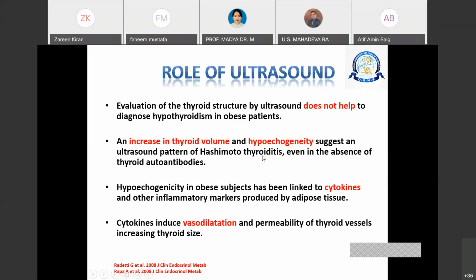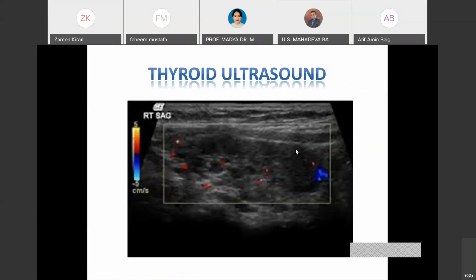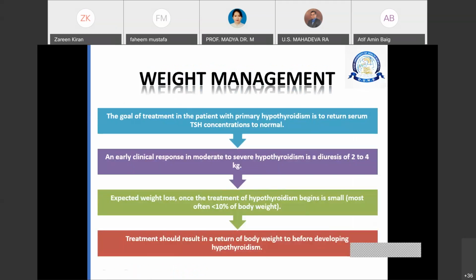Why does this happen? Because in obese subjects, we all know adipocytes are making more cytokines and inflammatory markers. These are leading to vasodilatation and increased permeability through thyroid vessels, and thus the thyroid size is increased. This is the ultrasound feature of a thyroid gland where the blood flow is increased, and it's just like the picture of Hashimoto's thyroiditis.